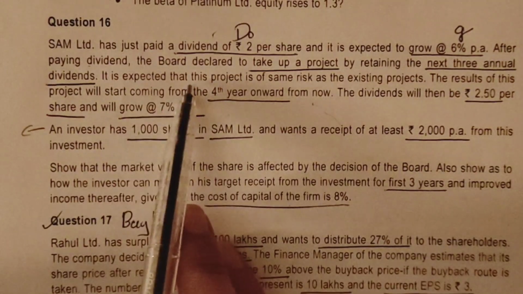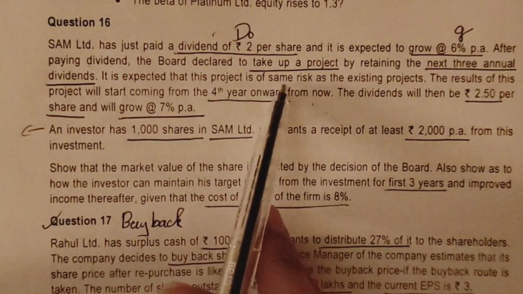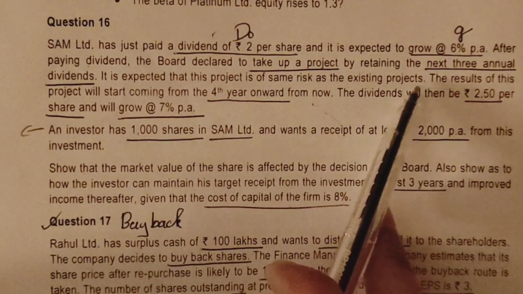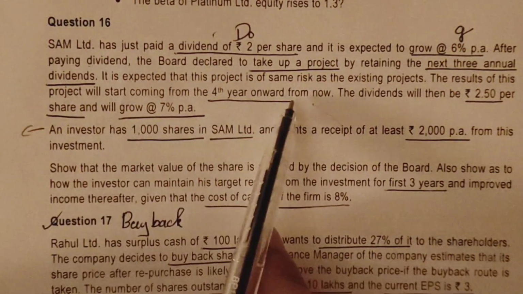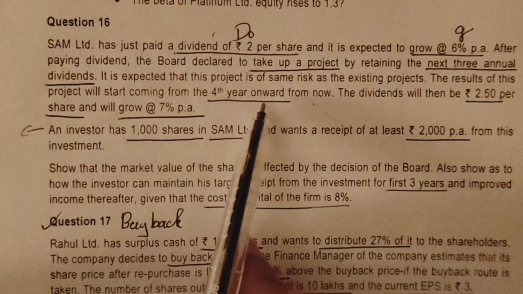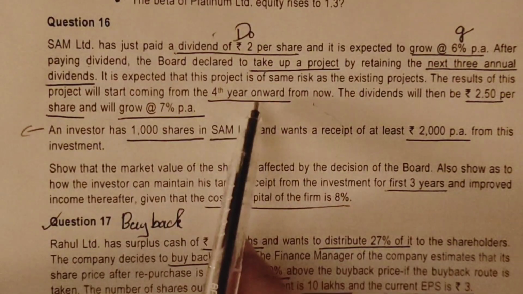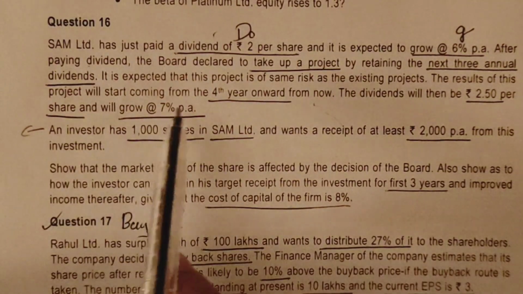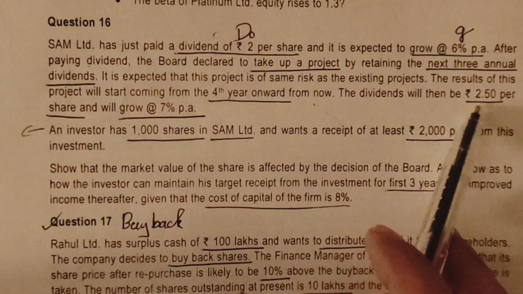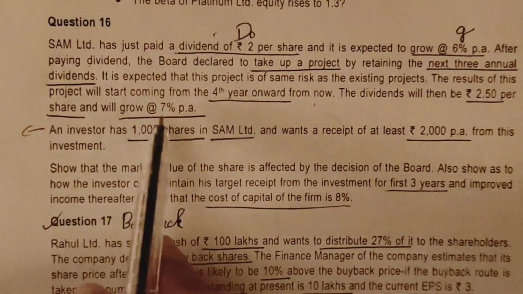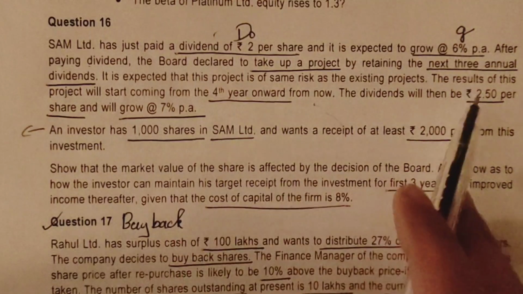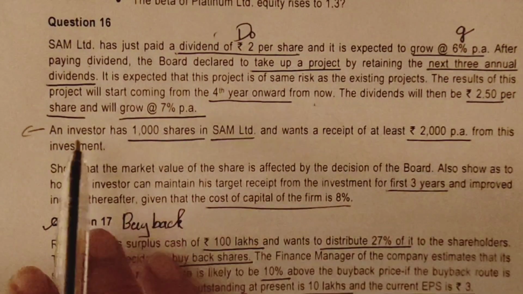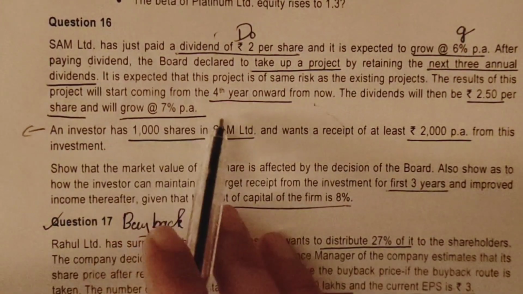It is expected that this project is of same risk as the existing project. The result of this project will start coming from 4th year onwards from now. So 4th year മുതലാണ് ഈ പ്രോജക്റ്റിൽ നിന്ന് റിട്ടേൺസ് കിട്ടുന്നത്. Dividends will then be 2.5 per share and growth rate is 7% per annum. So 4th year മുതൽ dividend will be 2.5 per share, growth rate is 7% per annum.